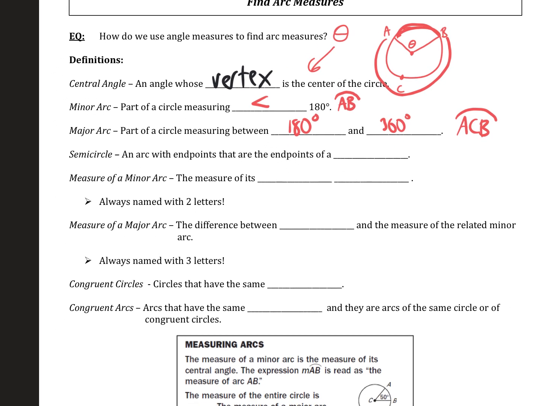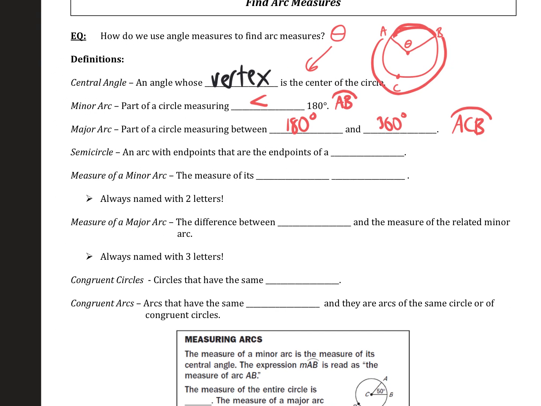All right, a semicircle. A semicircle is an arc with endpoints that are the endpoints of a diameter. How many degrees do you think a semicircle is going to be? It's going to be 180 degrees, okay? So a semicircle would be like this section right here. This would be a semicircle, okay?